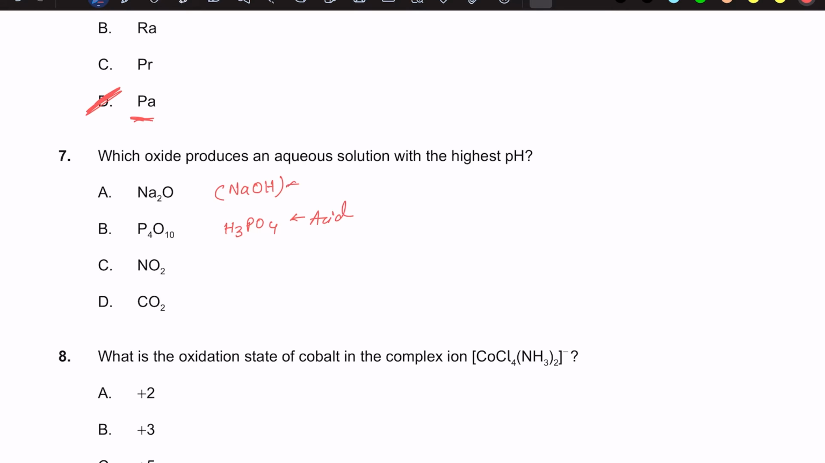There's an acid, there's a base. N2O5 will give us HNO3, or NO2 will give HNO2, which is also an acid. And CO2 will give us H2CO3, which is an acid. So acids have lower pH while bases have higher pH. So the answer will be option A.